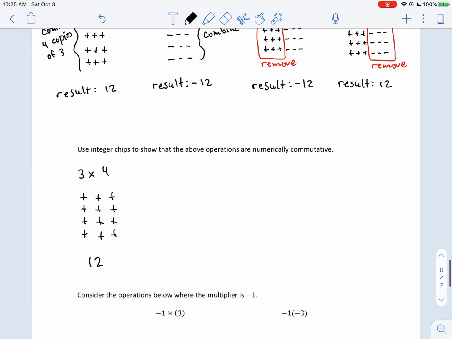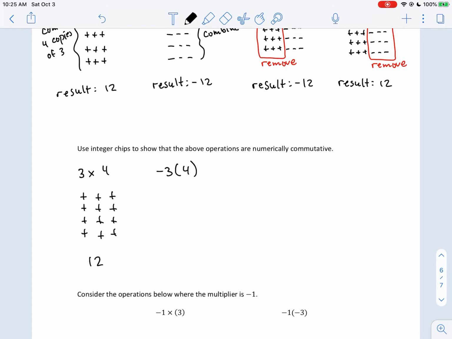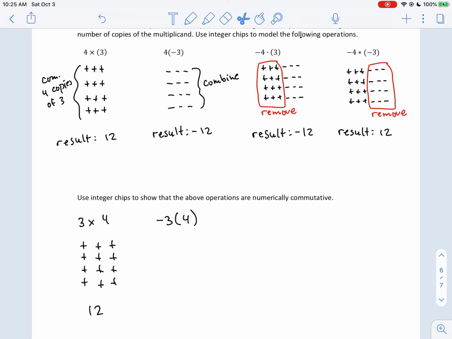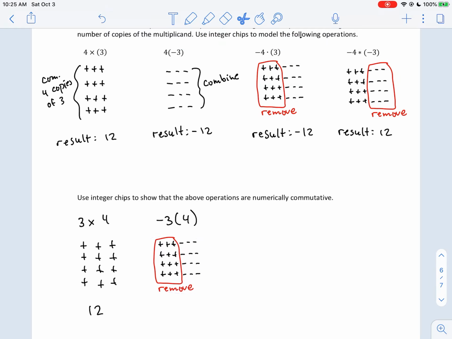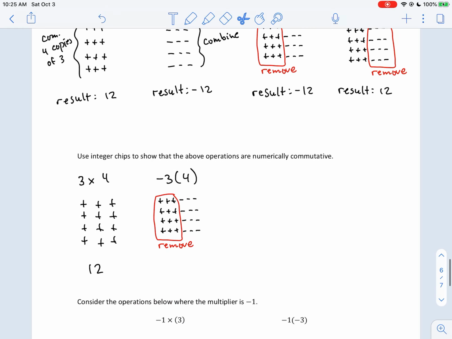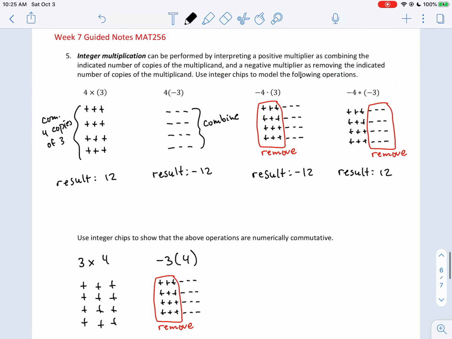So I'm going to do negative 3 times 4. Let's see what that means. Negative 3 times 4. This means remove 3 copies of 4. Essentially it's going to look like this again. Remove 3 copies of 4. Right, the copies are just vertical now, right? There's a copy, there's a copy, there's a copy. Remove 3 copies of 4 from 0, and the result is you have negative 12.